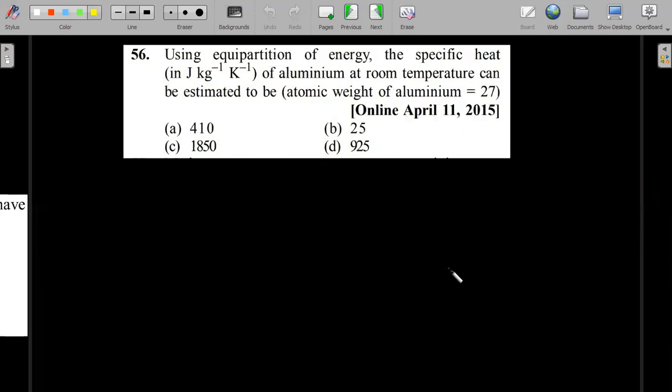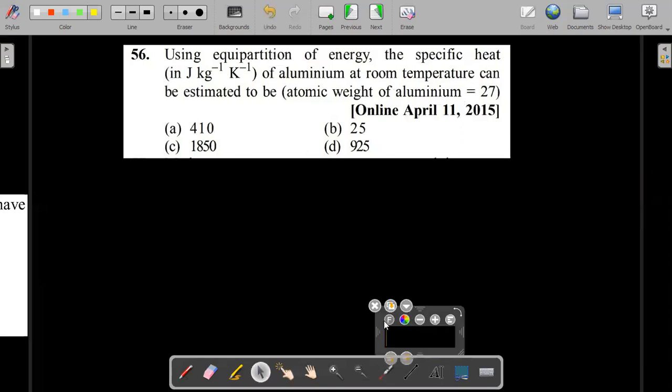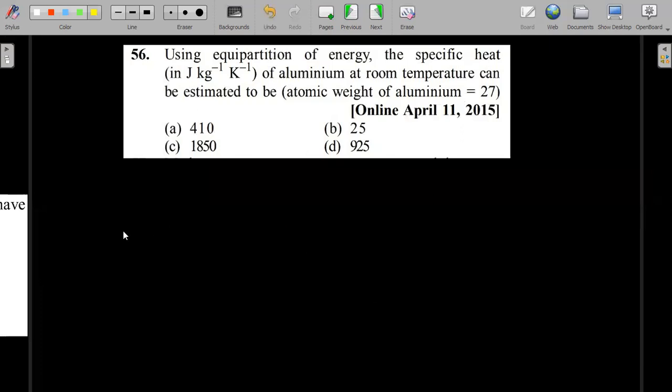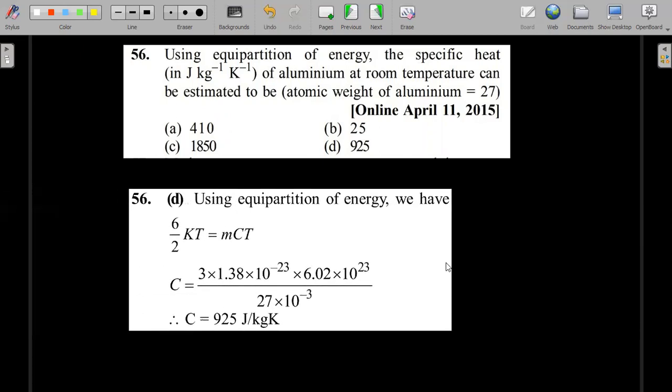Using equipartition of energy, the specific heat of aluminum, so you're into solids now, at room temperature can be estimated to be... he's given the atomic weight and he's asking us to estimate the specific heat of aluminum using the concept of equipartition of energy, which we used for KTG, but we can extend it to liquids and solids. I'll also give you an NCERT reference of where this question was picked up from, the NCERT. Okay, so here is the solution.